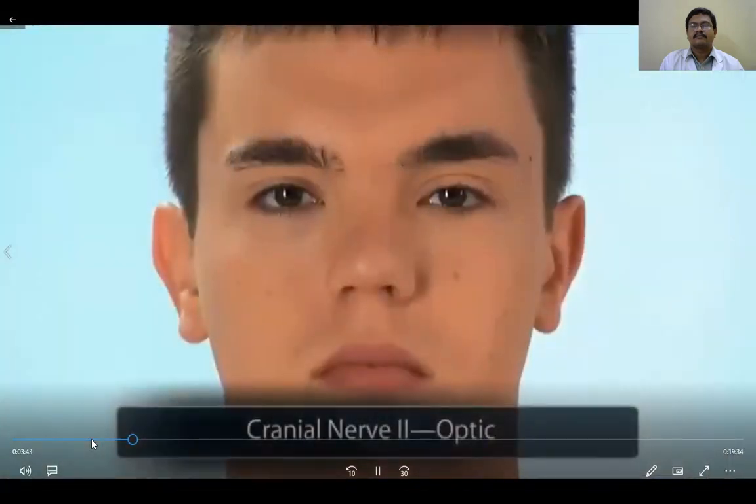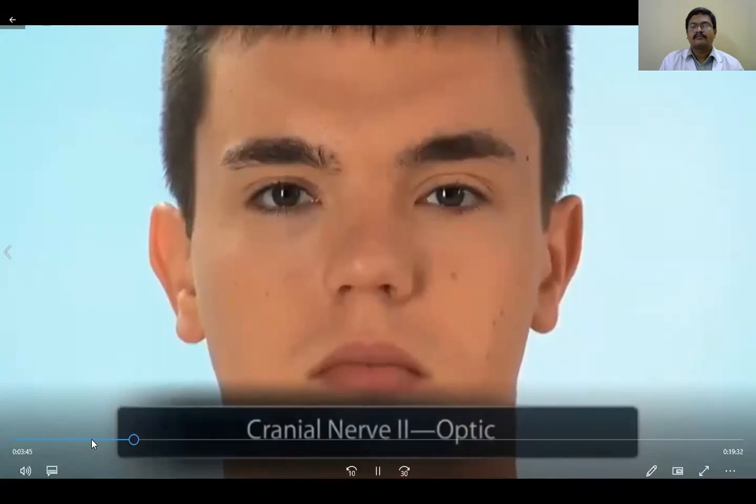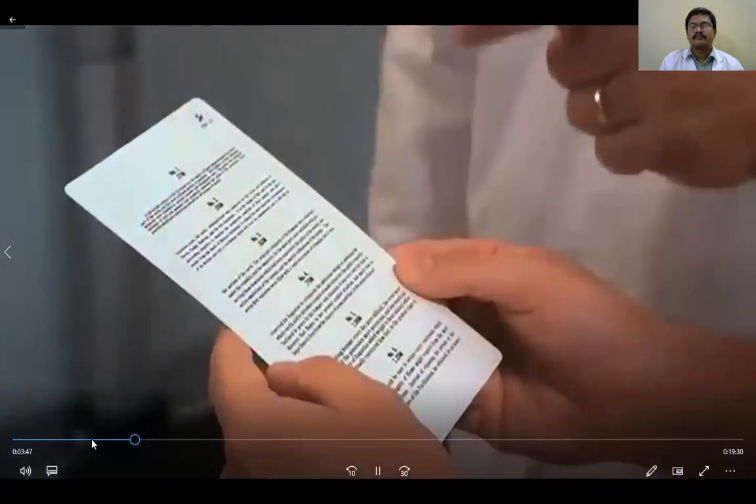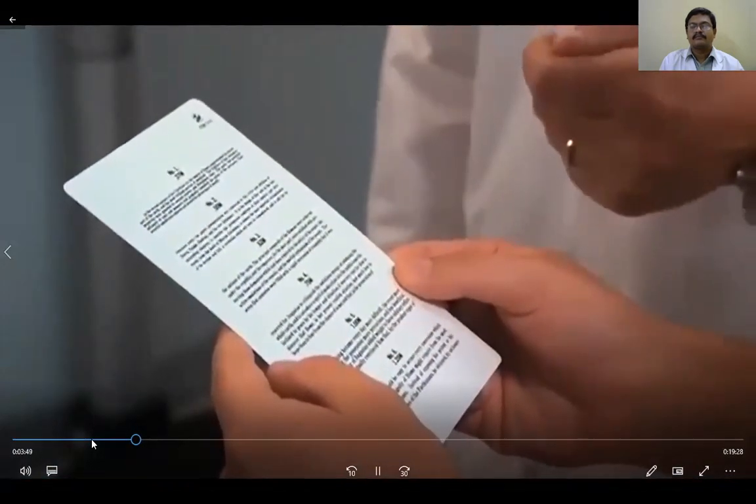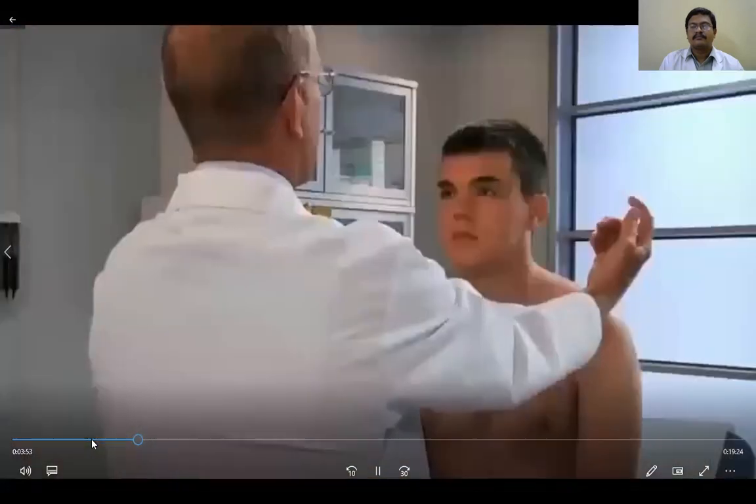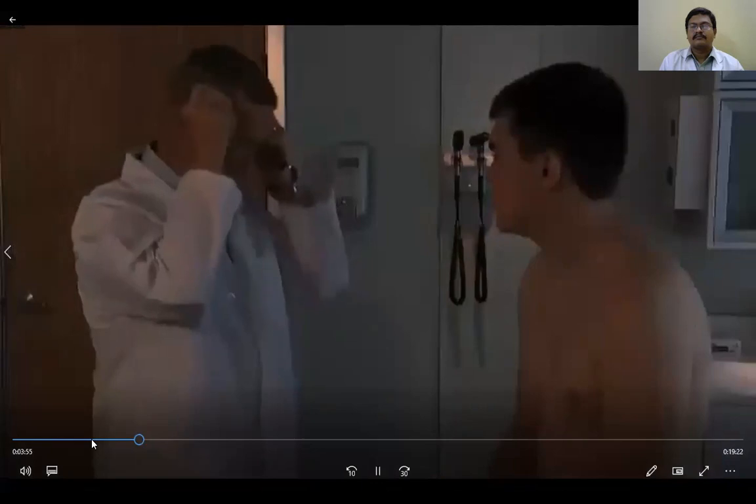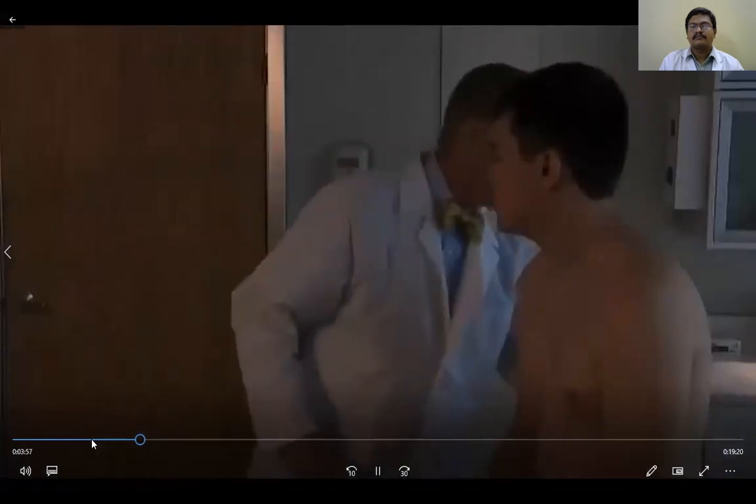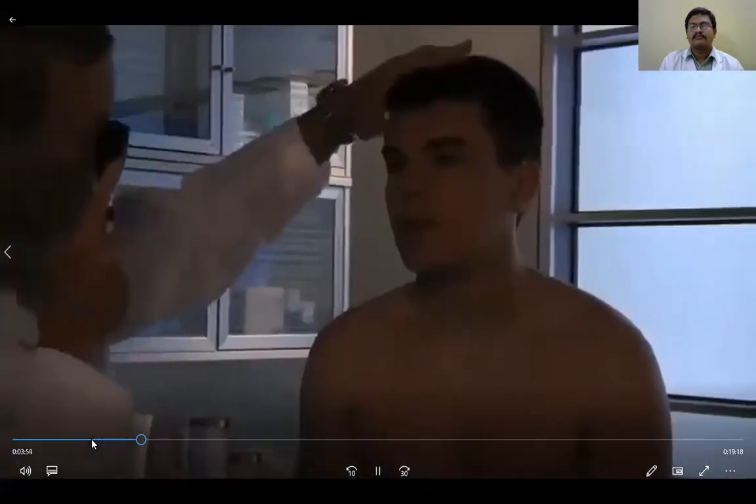Cranial nerve 2, the optic nerve, mediates vision. To assess its function, check the patient's visual acuity, visual fields, and, removing glasses if necessary, inspect the optic fundi of both eyes.